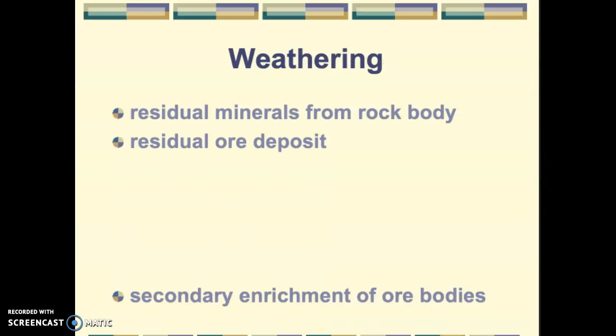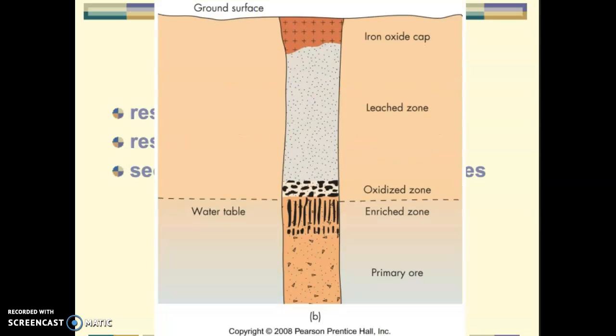You can see residual ore deposits and secondary enrichments. Again, the weathering process is happening here. In this case, there is an ore body that one might already be interested in mining anyway, and then the weathering process can concentrate certain elements as it removes others and takes them away.